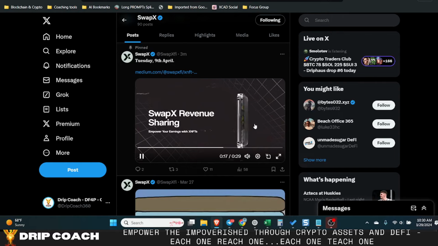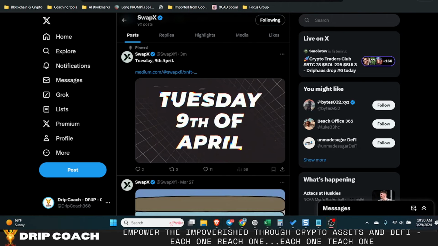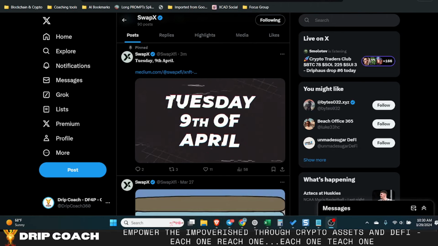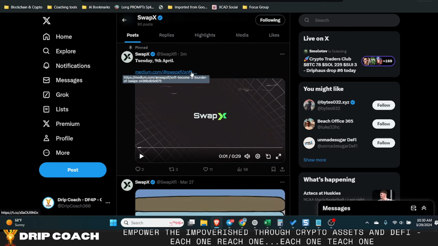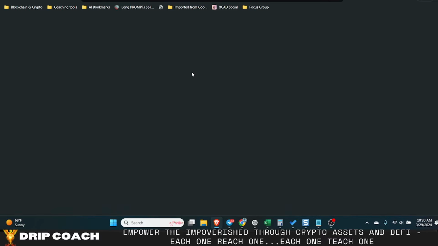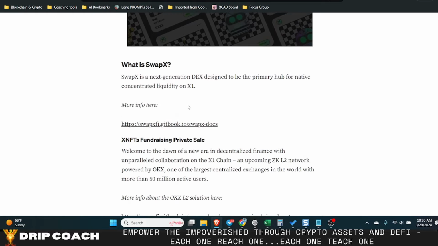SwapX revenue sharing, empower your earnings with XNFT airdrops. Tuesday, 9th of April. So I believe this is going to be the details on how this will actually take place for the fundraising. So if you have your position, and I'm guessing that also means that positions are closed, so you can't get added to that whitelist anymore. But let's read this together and take a look. So this is super exciting. 9th of April, almost just a little over a week from now.